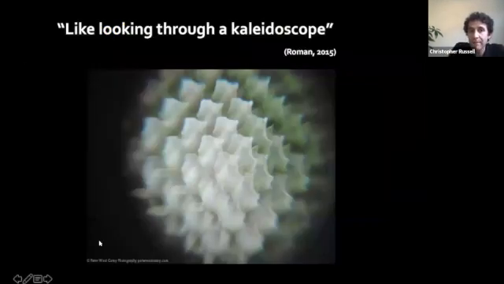This has been described as like looking through a kaleidoscope. And I got this quote from Dr. Roman, but I believe that she had said that it was from a teenager who had CVI from a traumatic brain injury and had a memory of what it was like to have typical vision.